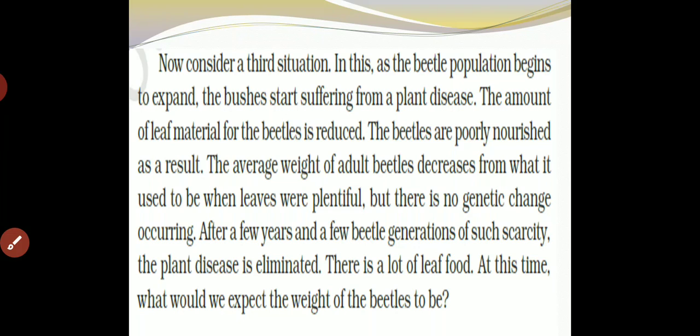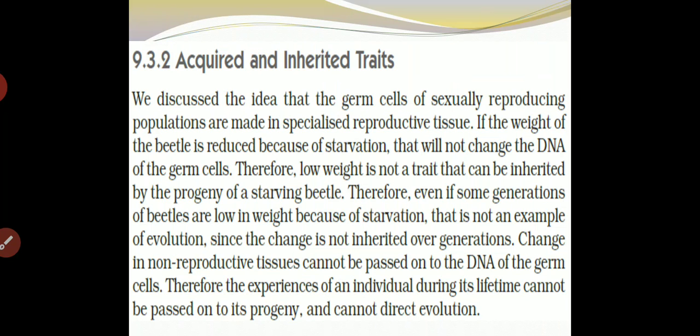So in this case, you can see that in the middle period, a plant was suffering from a certain disease, due to which the beetle cannot get a proper amount of nourishment, due to which the beetle has to suffer weight loss. Acquired and inherited trait.